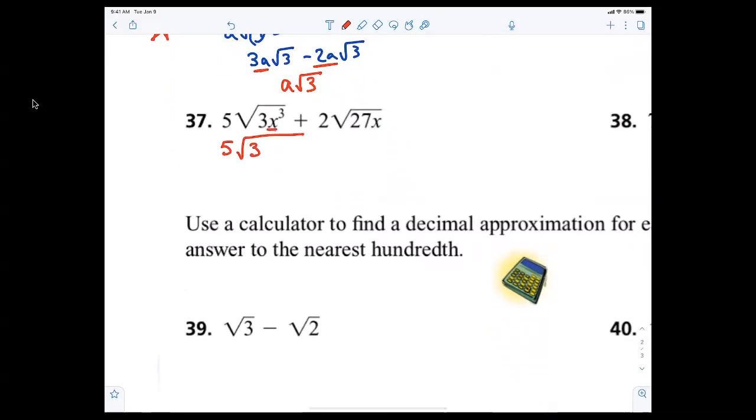Now, what do we have to do with x cubed? That is correct. And then what about the 27? Good job, kiddo. So now what do I do with the x squared? Good. Good job.